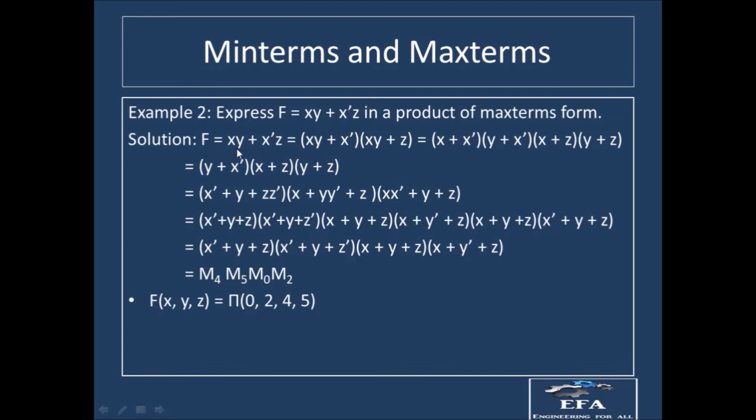So we have f is equal to xy plus x bar z, right? If we rearrange this and use the distributive law, we can have xy plus x bar into xy plus z, and then after rearranging we will have this expression where we can see that x plus x bar is equal to 1. So we can ignore this one, and we will be left with only these three terms: y plus x bar, into x plus z, into y plus z, right?